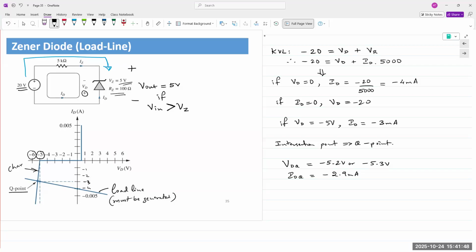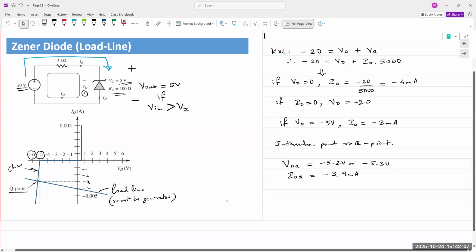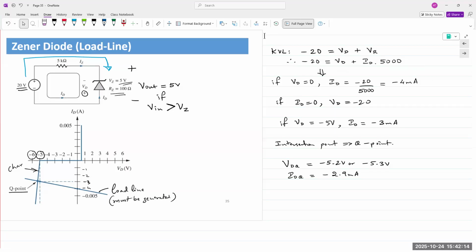We did. If VD is 0, we get ID as minus 4 milliamps. And you're saying, why do we set it at 0? To solve for the load line coordinates. So we have this equation from KVL. It has two unknowns. One is VD, the other one is ID. So we can plug in any value for VD or ID we want to solve for coordinates.